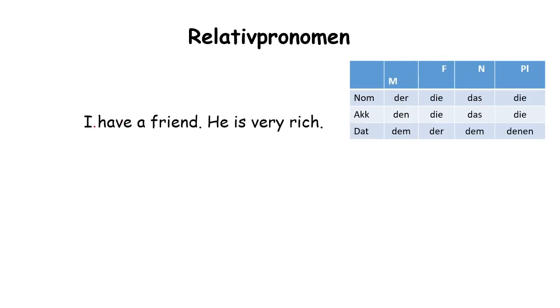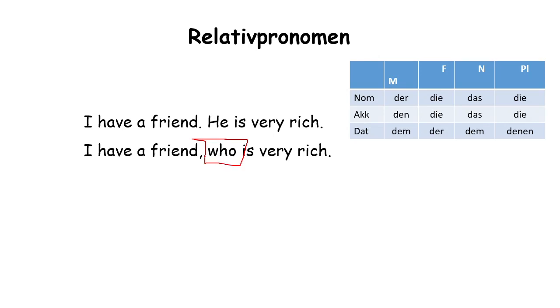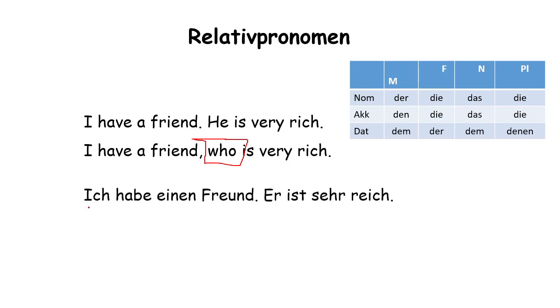In English we say, I have a friend, he is very rich. And if we use a relative pronoun, we say, I have a friend who is very rich. So who is the relative pronoun here, and we use it instead of he, the personal pronoun. In German: Ich habe einen Freund, er ist sehr reich.